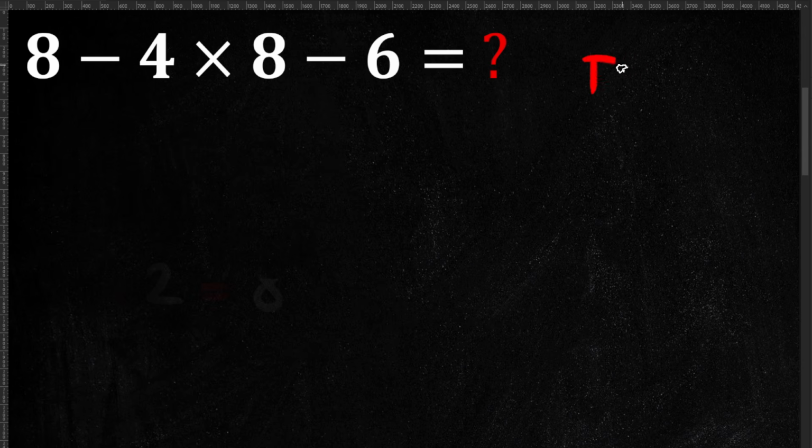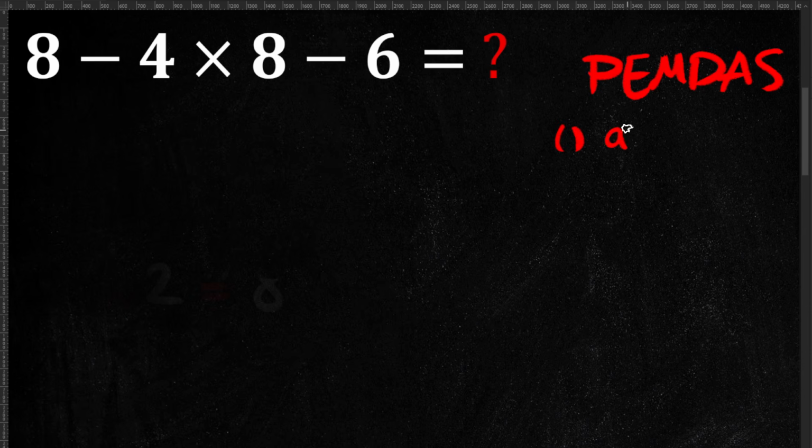To get the right answer, we need to follow a simple rule called PEMDAS. PEMDAS stands for parentheses, exponents, multiplication and division, addition and subtraction. The key idea is that multiplication and division come before addition and subtraction. Let's apply that rule. The expression is 8 minus 4 times 8 minus 6.